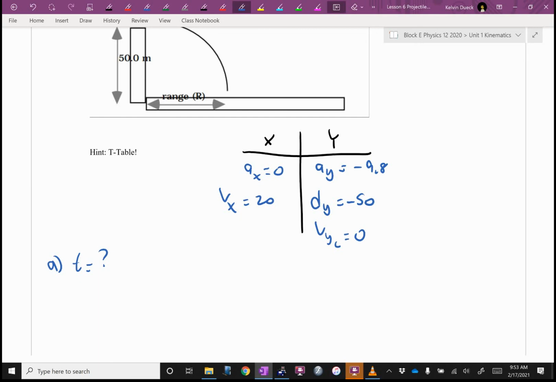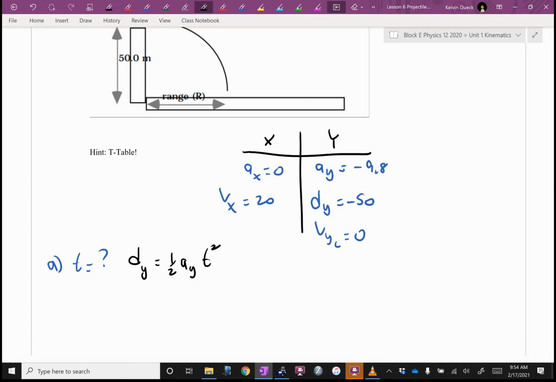Oh, by the way, I could find VY final now, telling you it won't be 0. You could also do that. It's not 0. Which equation? Oh, how come you didn't say V initial? Because VY initial is 0 in this case. So I'm going to be a bit fussier. DY equals a half AY T squared, just to remind myself, don't put a horizontal into a vertical.